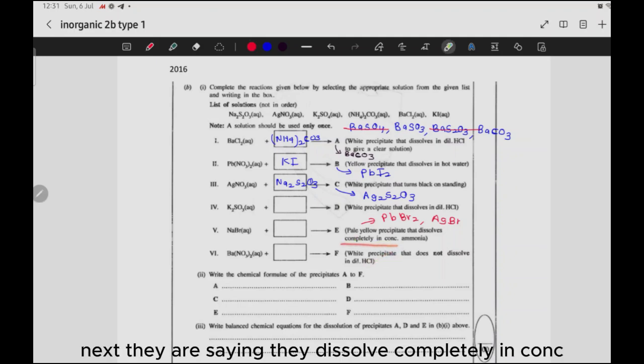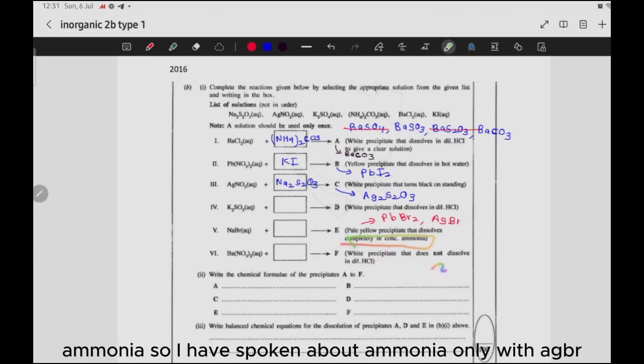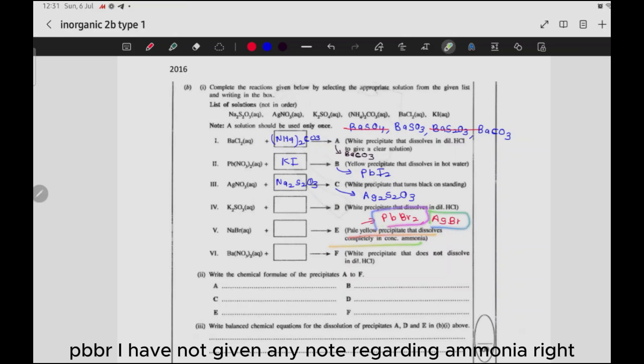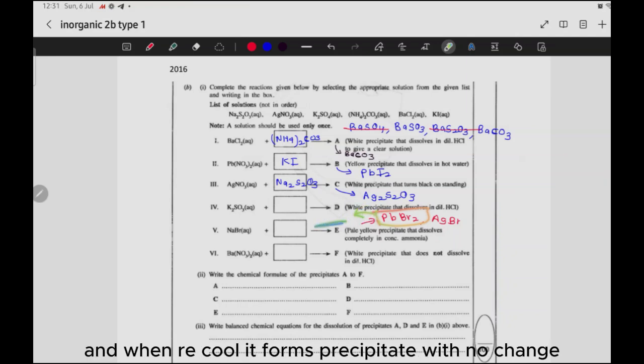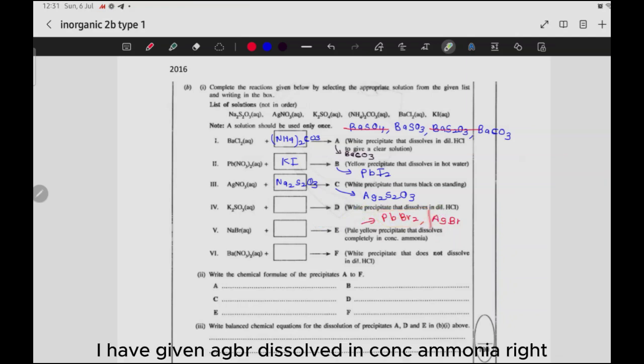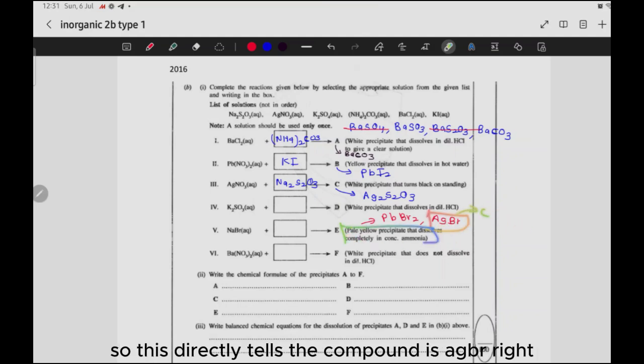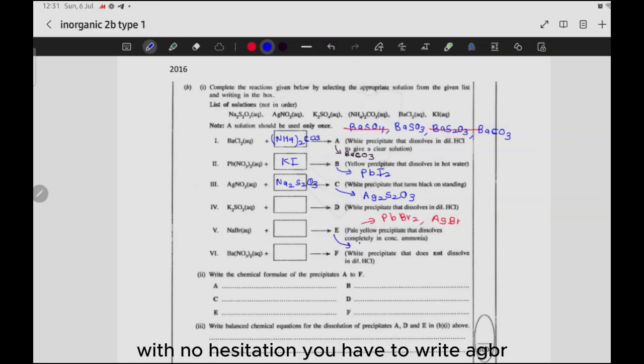Next they are saying they dissolve completely in conc ammonia. So I have spoken about ammonia only with AgBr, right? For PbBr2 I have not given any note regarding ammonia. I have said PbBr2 dissolves upon heating and when recooled it forms precipitate with no change. I have given AgBr dissolves in conc ammonia, right? So this directly tells the compound is AgBr. With no hesitation you have to write AgBr, right?